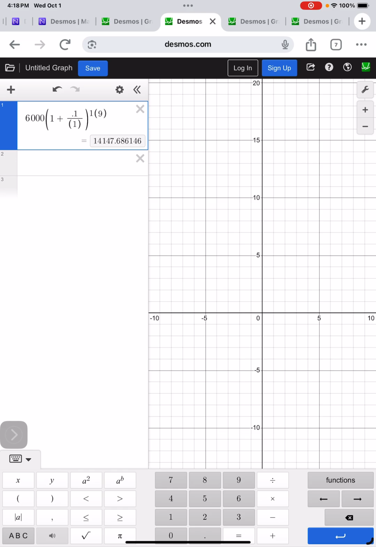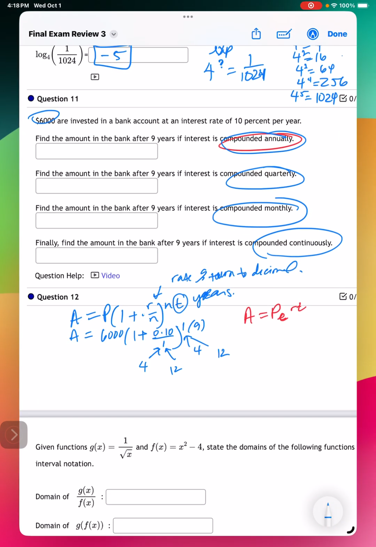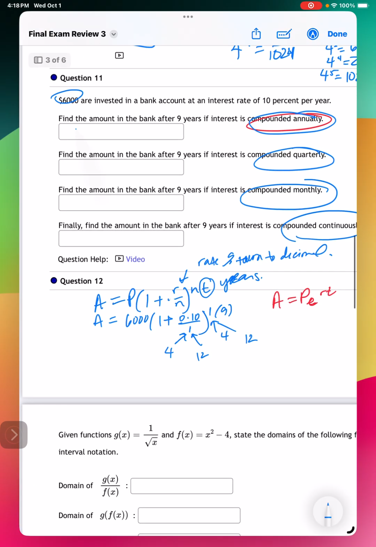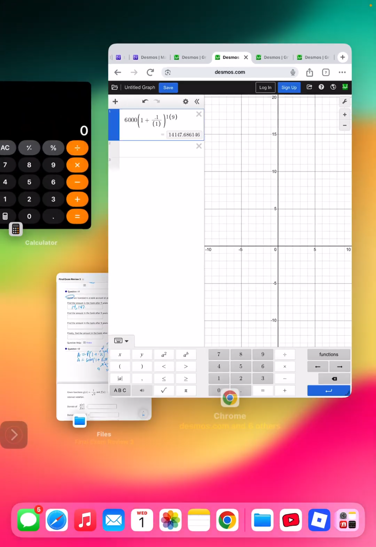So I already put it in, and because by now you've gotten very familiar with putting values into Desmos, I won't take up your time doing that. We can already see that when I've put all of my data in, we get $14,147.69 after 9 years. So I'm going to take that information back over here and put it in my answer. And then I'm going to go back to Desmos. So that was $14,147, and was it 60 cents when you round the decimal? 69 cents.